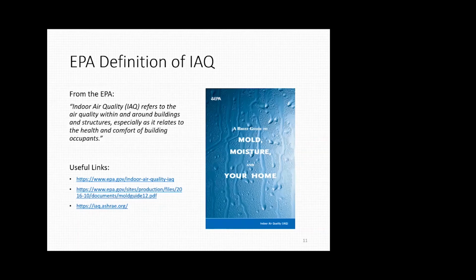So IAQ, this is from the EPA: indoor air quality refers to the air quality within and around buildings and structures, especially as it relates to the health and comfort of building occupants. So this is centered around occupants. Indoor air quality is occupant centered, not to be confused with indoor environmental quality, which encompasses more than just the occupants. So when you're looking at interior conditions that need to be more tightly controlled, say in an operating room in a hospital, or in a manufacturing facility or a laboratory, that's where indoor environmental quality comes into play.